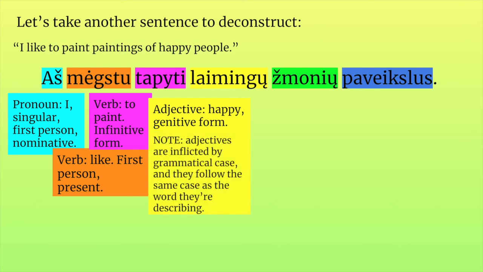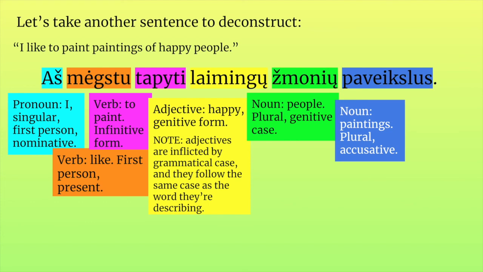And note that the adjectives also take grammatical cases. They often take the grammatical case of the word that they are describing. And the next word that they are describing is žmonių, peoples. I like to paint happy peoples. Noun, people, plural, and it is in the genitive case. And laimingų takes the form of žmonių. Paveikslus. Paveikslus is a noun, meaning paintings. It is plural and in the accusative form.